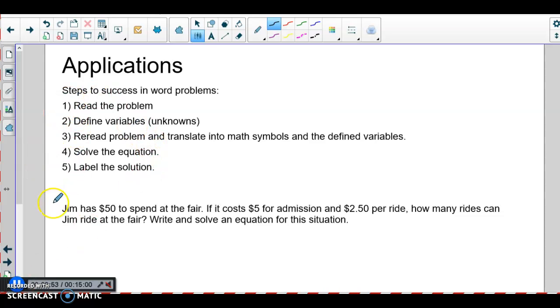Let's look at some applications of equations and inequalities. So I give these 5 steps. They're my 5 recommended steps to solving a word problem. We're going to start by reading the problem. So let me go ahead and do this example.